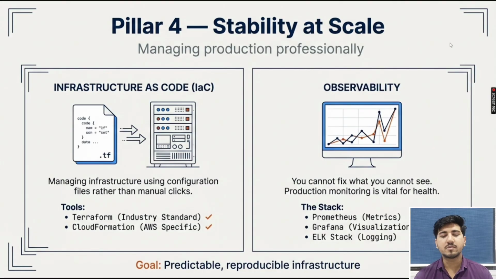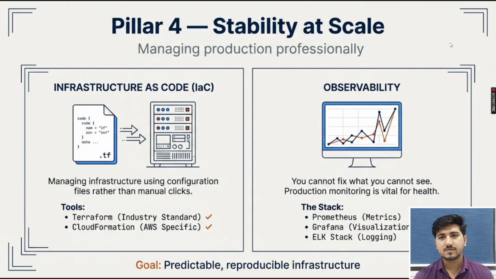So the goal is predictable and reproducible infrastructure, which means that at different scales, the stability has to be there. This stability will be managed based on the different types of infrastructure, and on the observability of your systems.